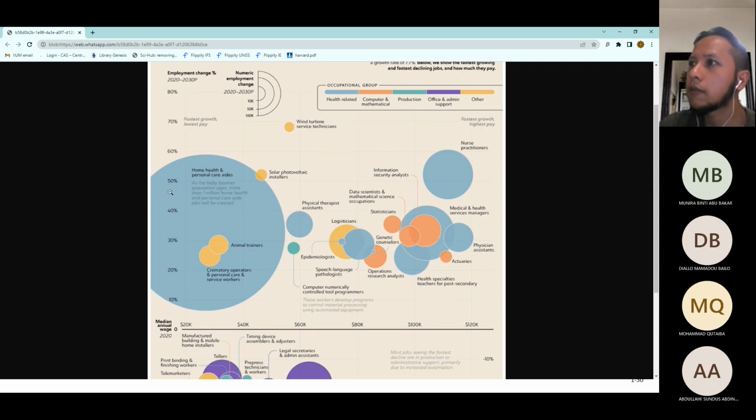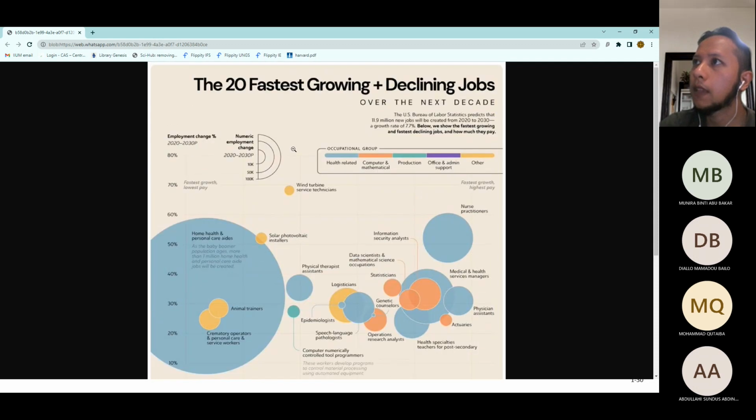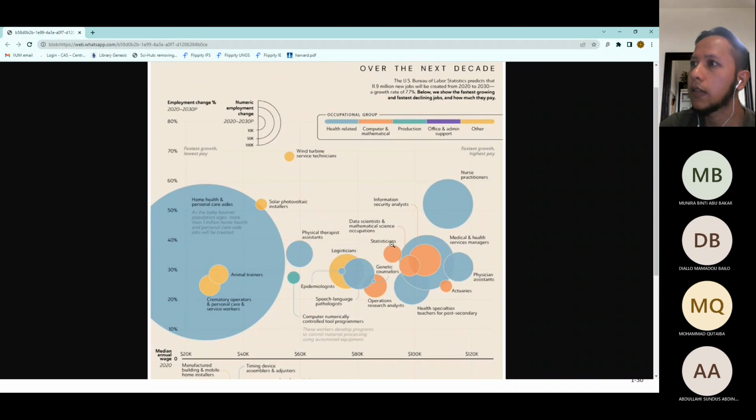But here we see the potential growing jobs in the next decade. You can see this is the annual salary. So if you are interested, most of it is in health related. The blue one is health related. I don't know the color, the peach one is computer and mathematical. The green one is production.